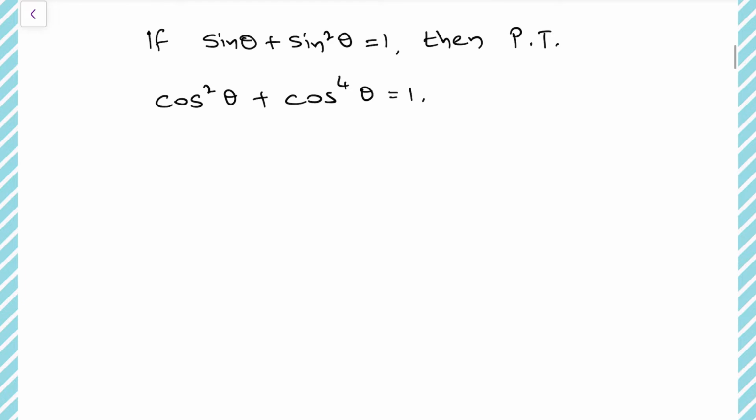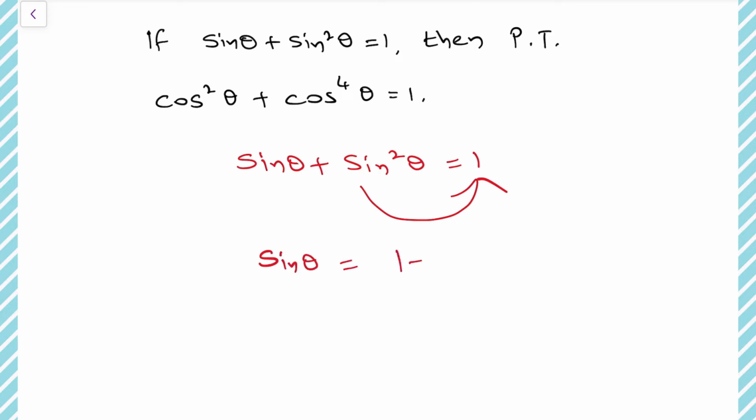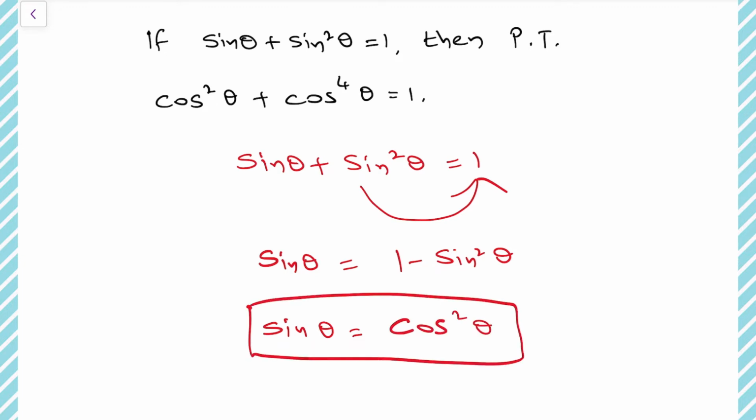Next, if sin theta plus sin square theta equals 1, then prove that cos square theta plus cos power 4 theta equals 1. So the given equation is sin theta plus sin square theta equals 1. I am taking sin square theta to the right side, then it will become minus sin square theta. So we remain with sin theta equals 1 minus sin square theta, and 1 minus sin square theta is cos square theta. So finally we got the conclusion that sin theta equals cos square theta.